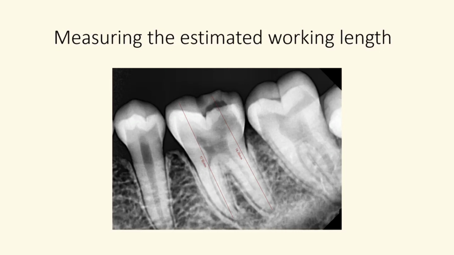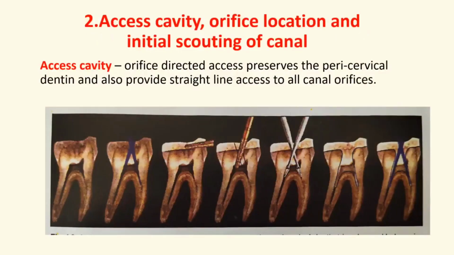This is very important. It will help to determine the approximate length of your initial scouting file you are placing in the canal. If you are using X-ray films, use the scale to measure the estimated working length. If you have RVG, you can use the inbuilt feature in the software to measure the working length. So, this preoperative study of the radiograph will guide you regarding the first file you place in the canal, degree of pre-curvature of file, and mechanical strategy.